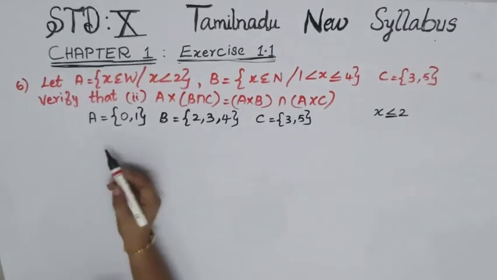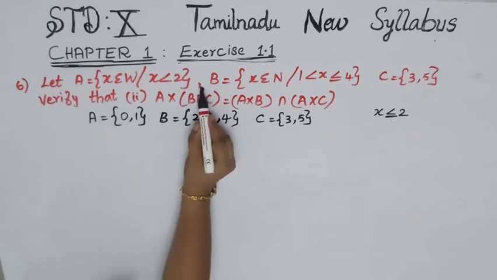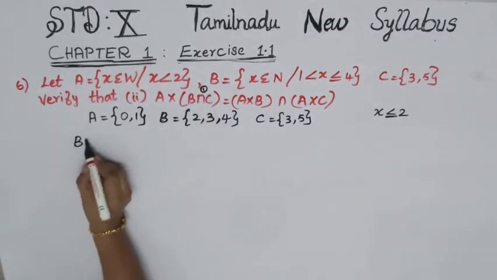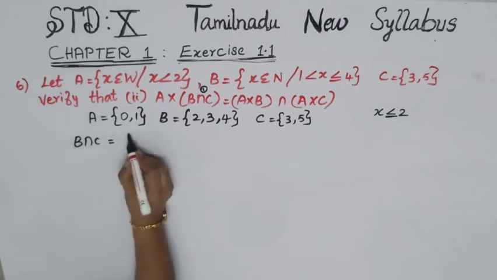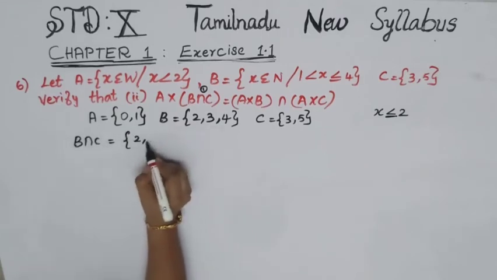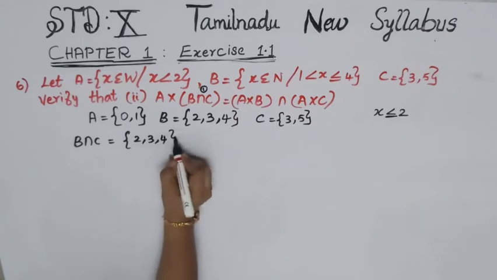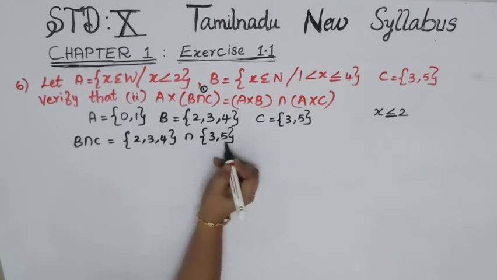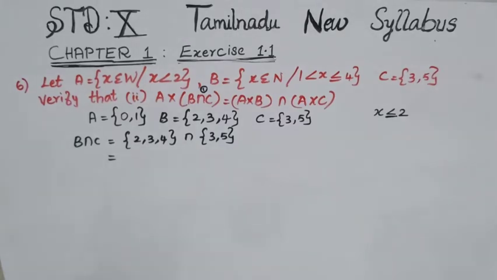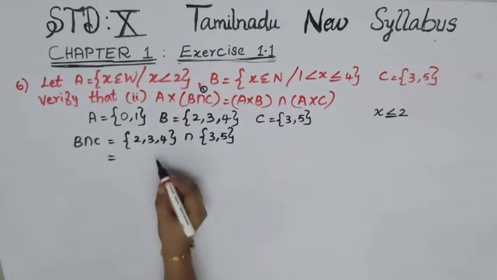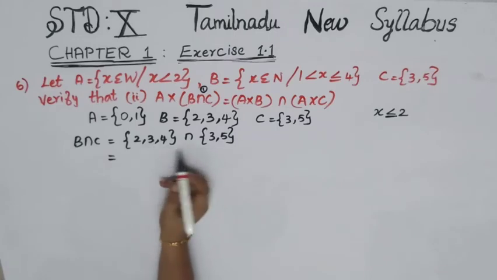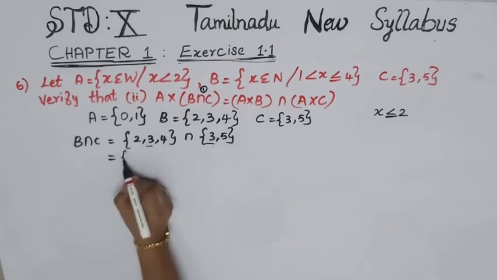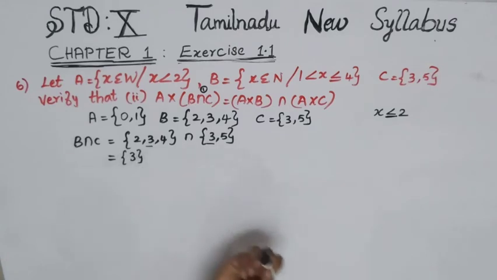Now on your left hand side, the first step is B ∩ C, we will find it, then A × (B ∩ C). So B ∩ C: write your B first, {2, 3, 4} ∩ {3, 5}, that is your C. Intersection means writing only the common terms. Check what elements are common. 3 is repeated, nothing else is repeated. So you can write only {3} for B ∩ C.